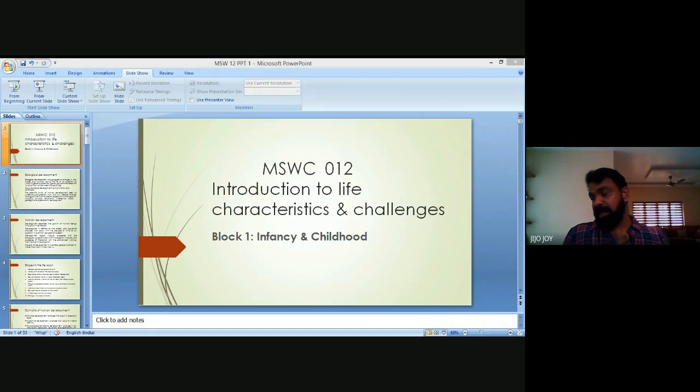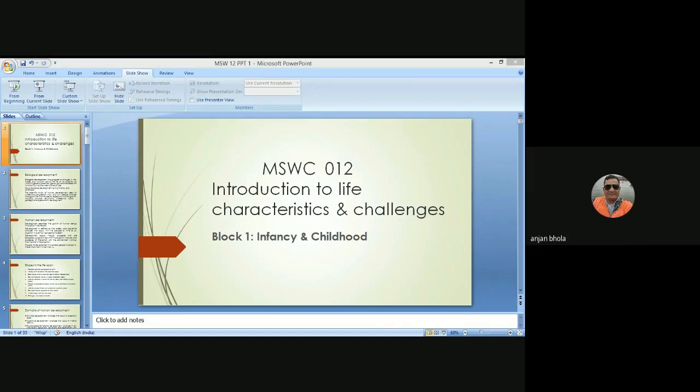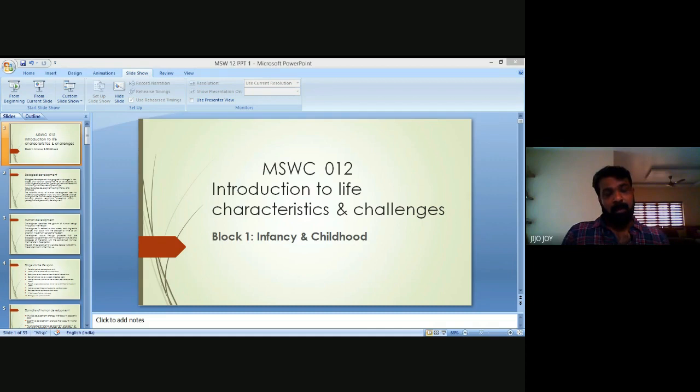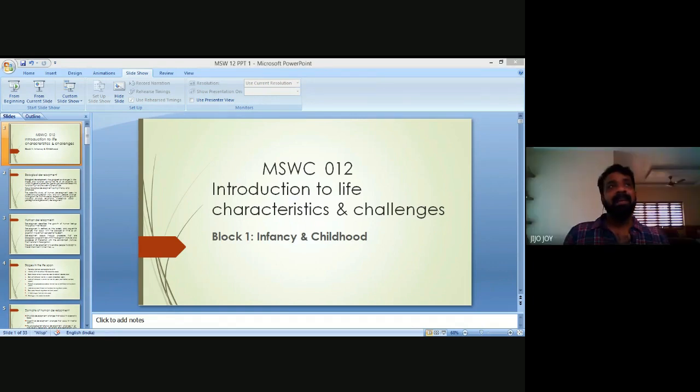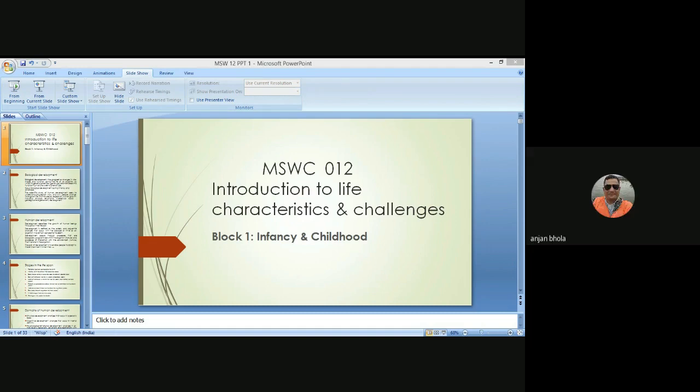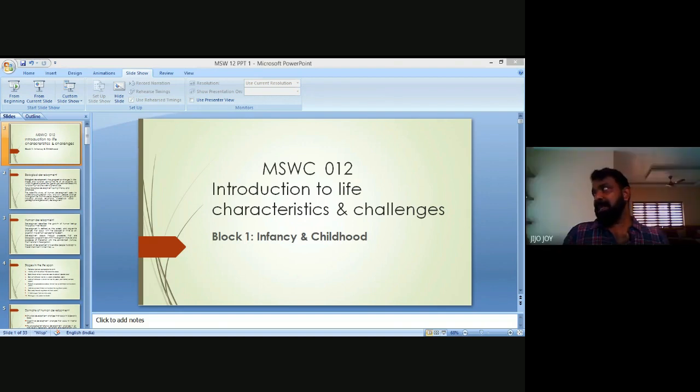How many of you know whether the weight increases or decreases immediately after birth? Decreases, sir. Weight decreases. You know why? Because the excess water comes out. Not only that, the baby has to adapt and adjust to the outside environment.